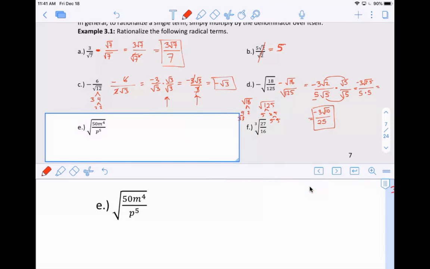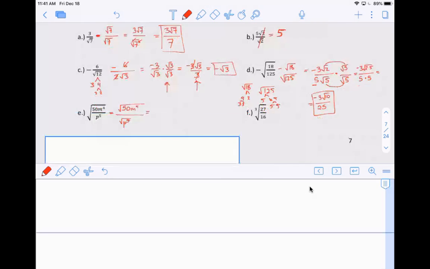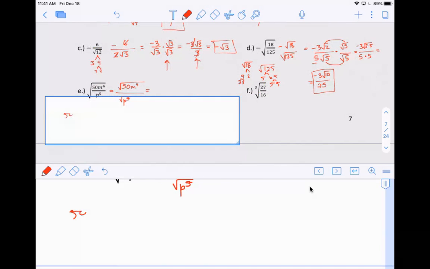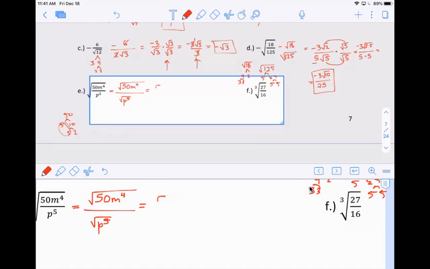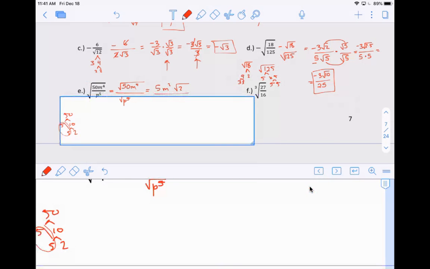Same thing happens when you have variables in there as well. We can split up those radicals, and then let's go ahead and simplify. 50 breaks into 5 and 10, 5 and 2. Got a group of 5 I could take out, 2 left over. I left myself a little space because M actually has 2 groups of 2 I could take out, and I've simplified the top.